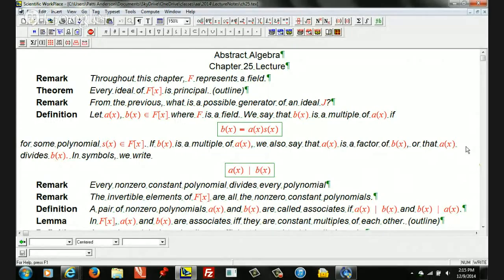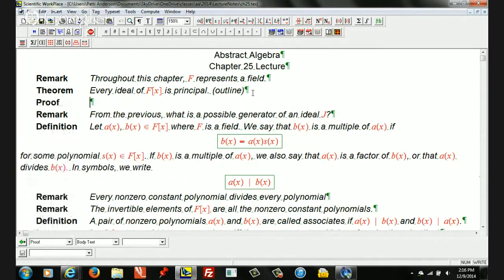Okay, chapter 25, the last chapter. Yay. This is probably one of my favorite chapters. So here we're going to assume that we're talking about a field. F is going to represent a field. It says every ideal of F[x] is principal.